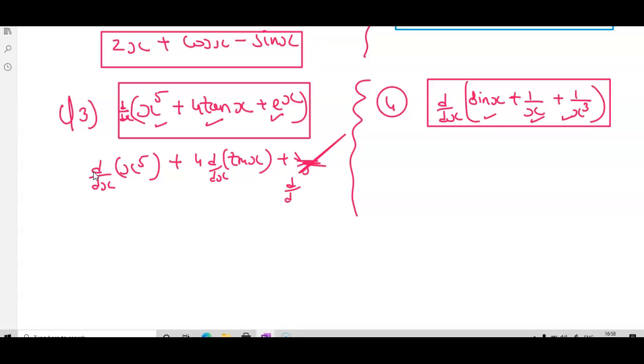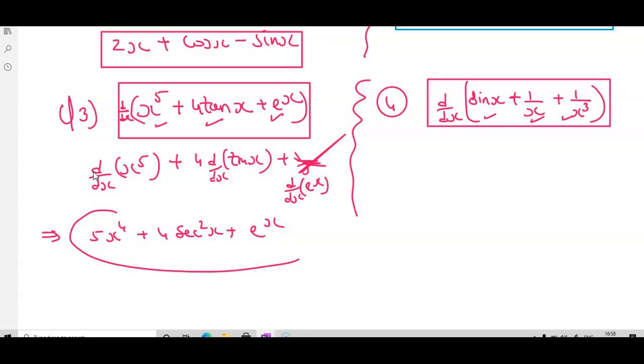It is d by dx of e to the power x. So it is 5x^4, derivative of tan x is sec square x, and derivative of e to the power x is e to the power x only. So you can see this, we have done it easily with the simple knowledge of formulas.